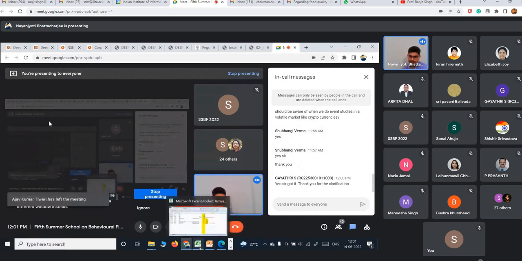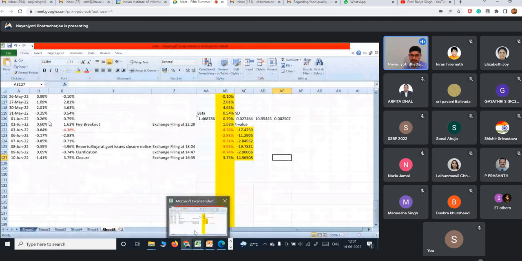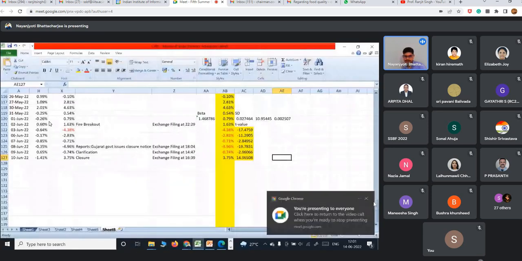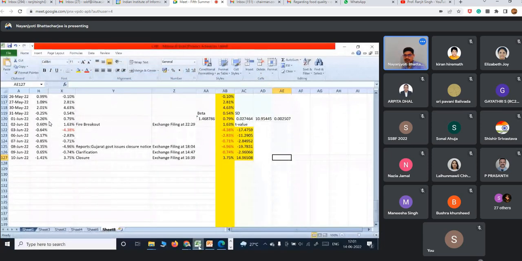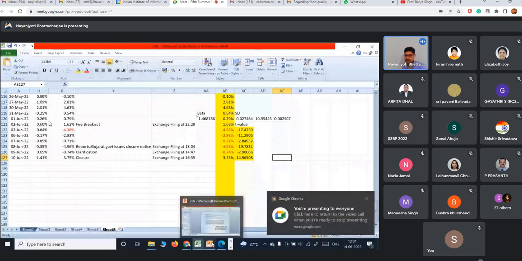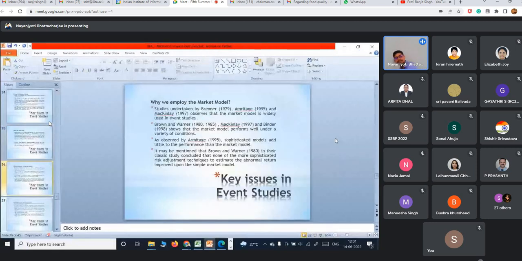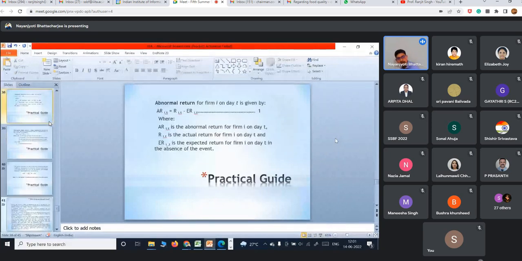I have about half an hour to go for this session, and I believe the rest of this discussion will be towards the practical case study that we use for developing our understanding of how an event study can be executed. Just to revisit the key ideas, this is the practical guide. This is the first slide. We have 8 slides here.